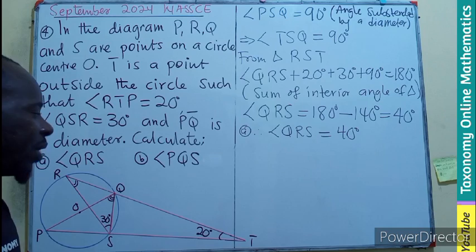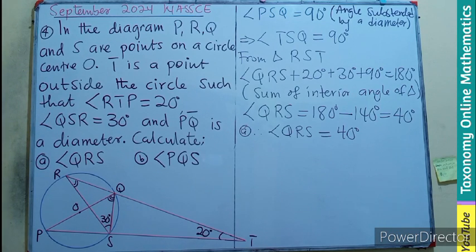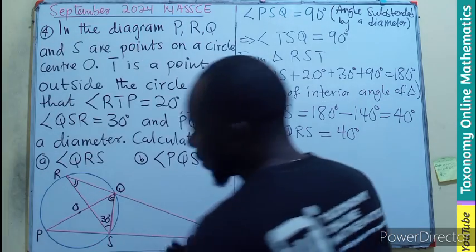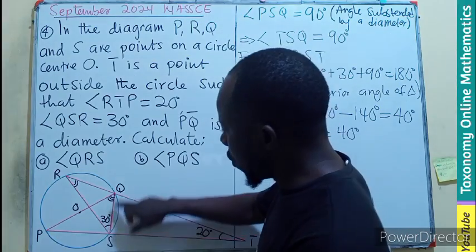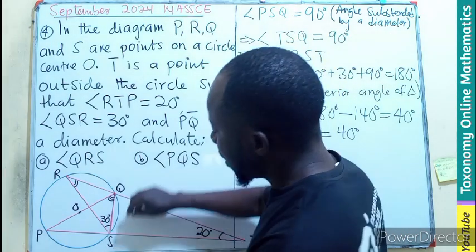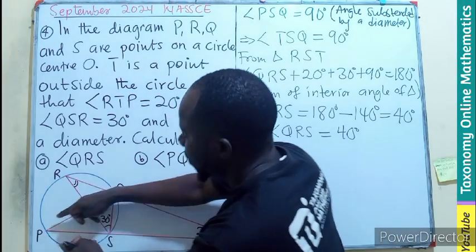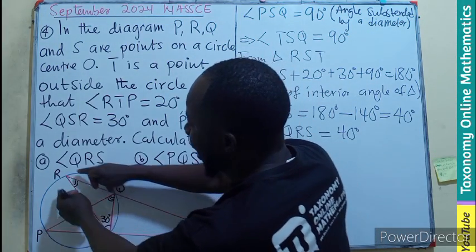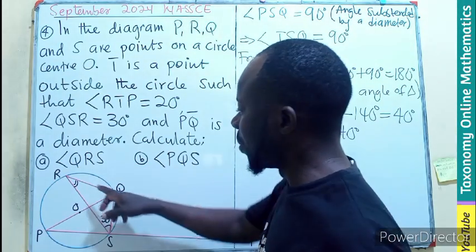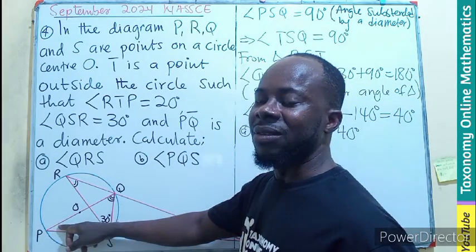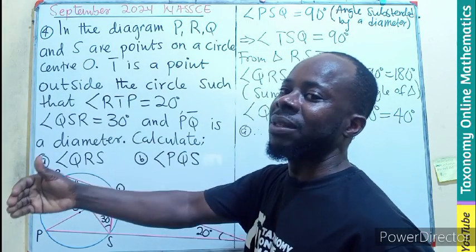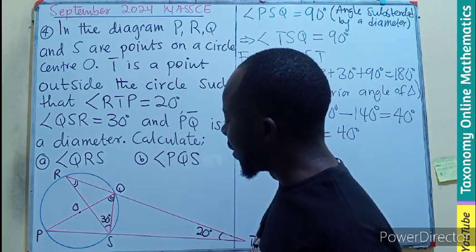You can approach it any other way to get that answer. What are we looking for now? We are looking for this angle. If you look carefully, QS is also a chord, right? If you look at that chord, it is making the angle at P, and the same chord is making the angle at R. So this angle is the same as this: angles in the same segment. We can apply that property also.